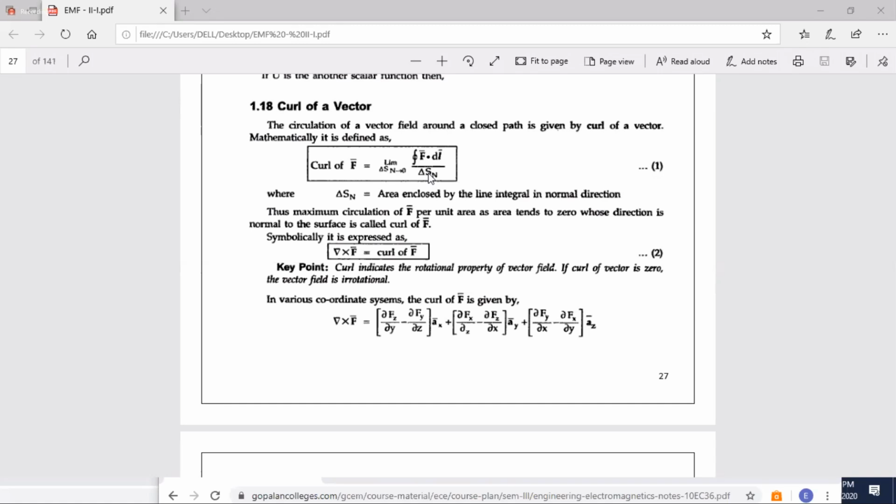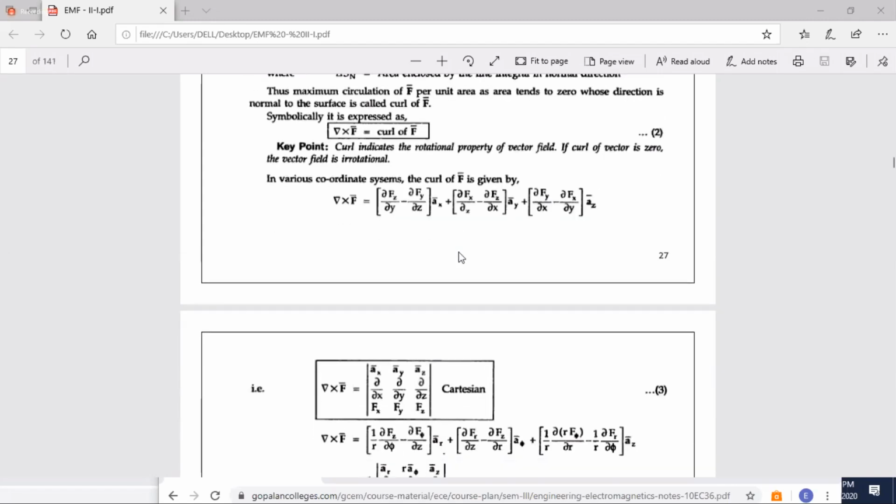So your current density would be the total current going through over that area that you cut, right? Make sense? Yes, sir. Yeah. Okay. So delta S normal is that normal surface to the flow of current. And dl would be the length along which your current is flowing, and F would be your current. F and dl are both vectors.